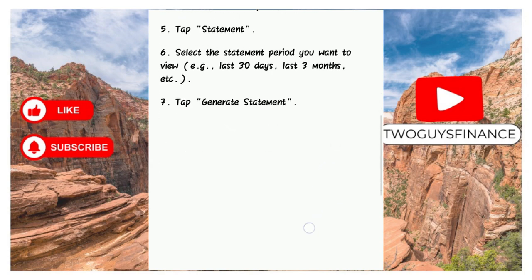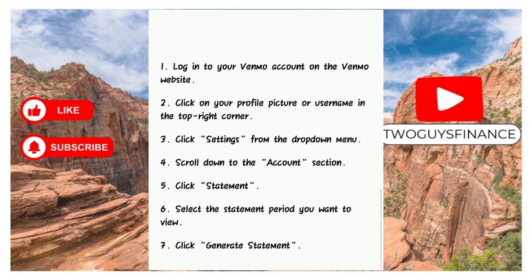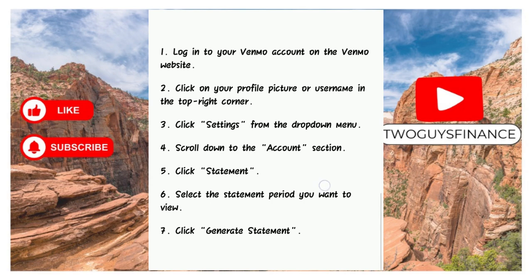Now the second method is through the Venmo website. So the first thing you want to do is log into your Venmo account on the Venmo website. Click on your profile picture or username in the top right corner. Click settings from the drop down menu, then scroll down to the account section, click statements, select the statement period you want to view, and click generate statements. Once that is done, it'll generate the statement for you.